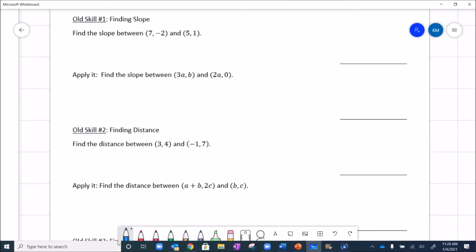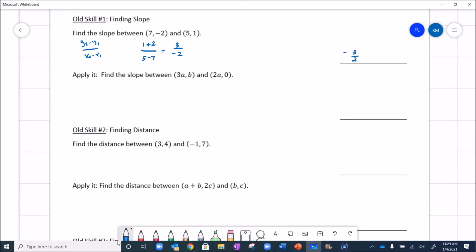In algebra, you might be asked to find the slope between (7, -2) and (5, 1). Remember, slope is y2 minus y1 over x2 minus x1. Rise over run, all that good stuff. So we'd say 1 minus -2, which is 3, over 5 minus 7, which is -2. And so we'd have our slope as -3 over 2, or -3/2.